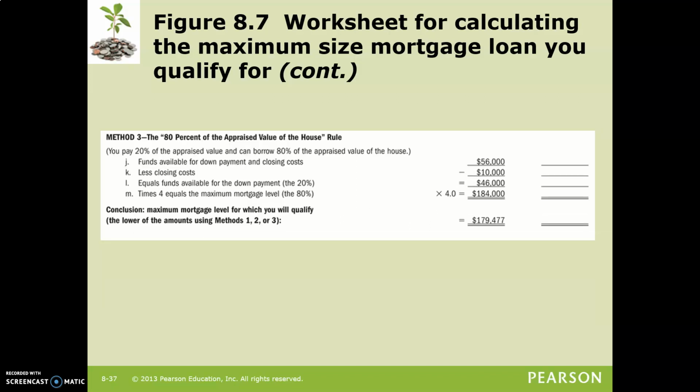Okay, so the 80% of the appraised value of the house rule. This is another method. You pay 20% of the appraised value and you can borrow 80% of the appraised value of the house. Funds available for down payment and closing costs 56,000 minus closing cost 10,000 equals the funds available for the down payment, that is 20%. 20% equals 46,000, so times 4 equals 80%, so you have 184. This is a simpler method.